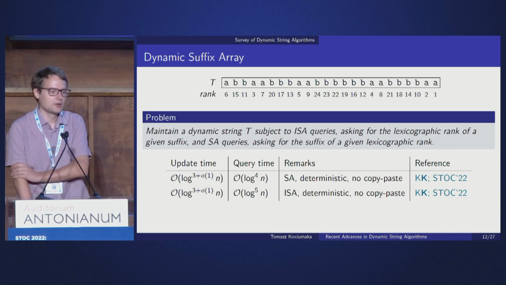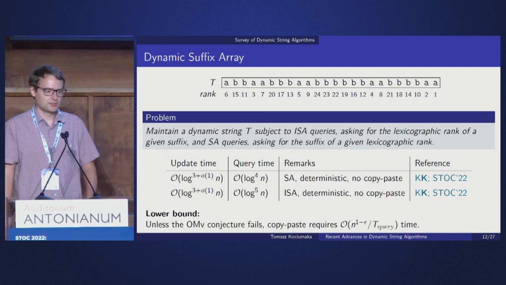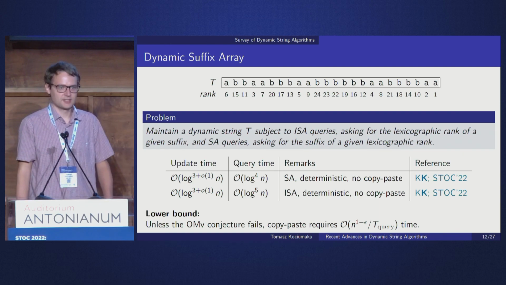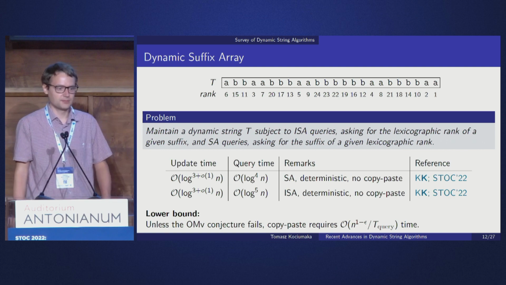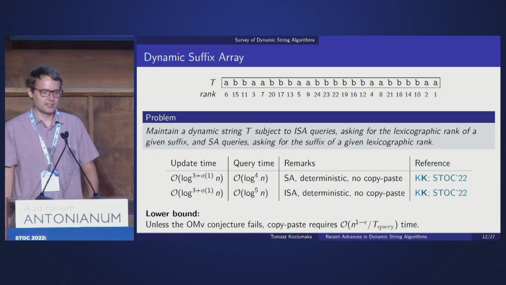And here, we managed to achieve polylogarithmic update and query time using, again, the locally consistent parsing. And this works up to copy-pastes, but for copy-pastes, we have some non-trivial lower bounds, namely the orthogonal vectors conjecture, which you have seen during Omri's talk. It shows that if you want to update in polylogarithmic time, then you cannot hope for a query better than nearly linear.